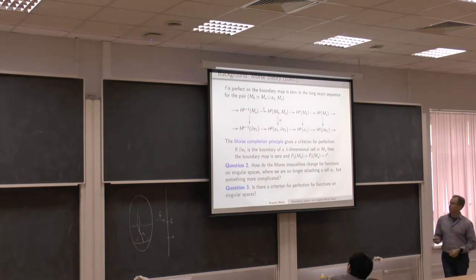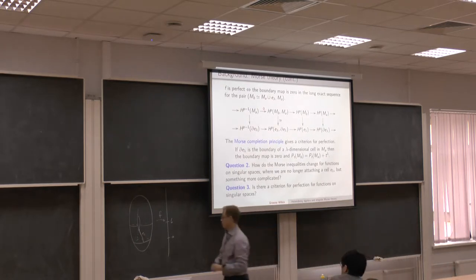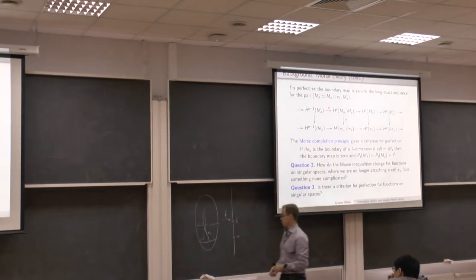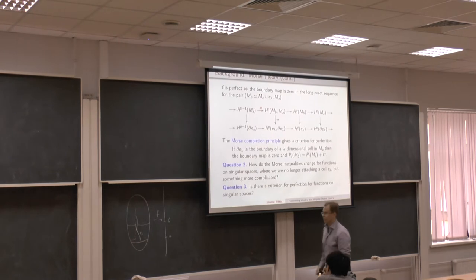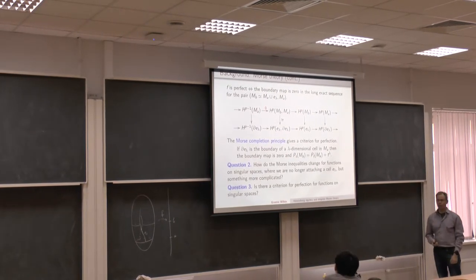It says that if the thing you're attaching is the boundary of some one-dimensional cell, so for example, here's a one-dimensional cell, so the boundaries are the same, that means that when you write down this exact sequence, you get zero boundary.